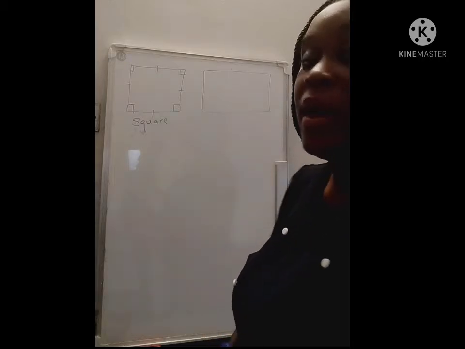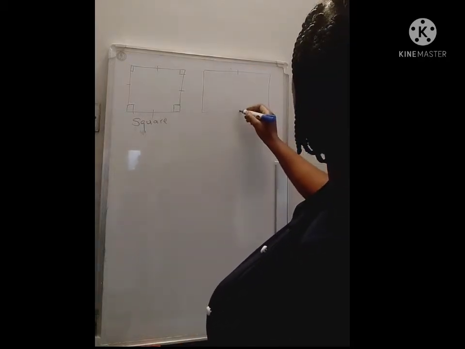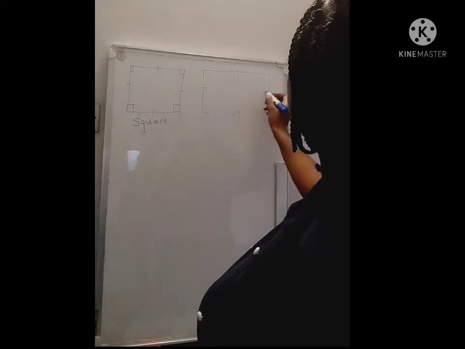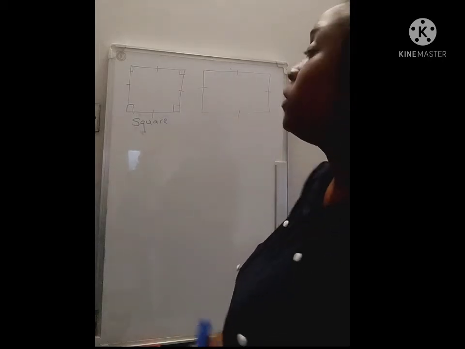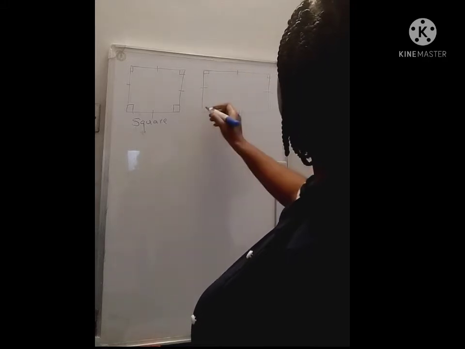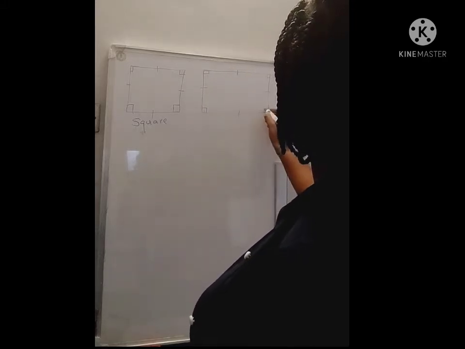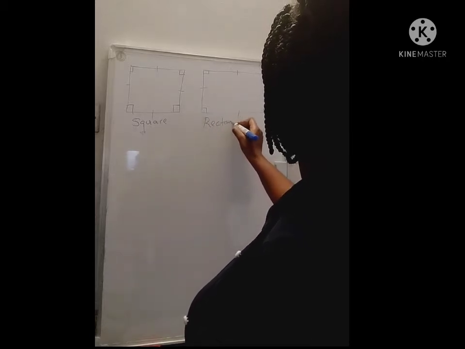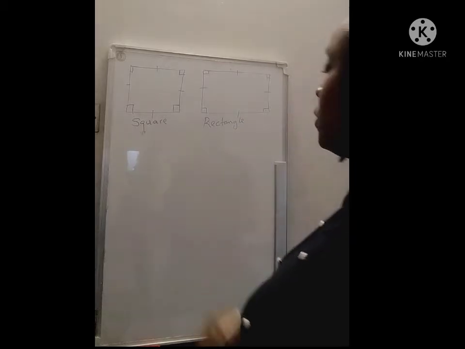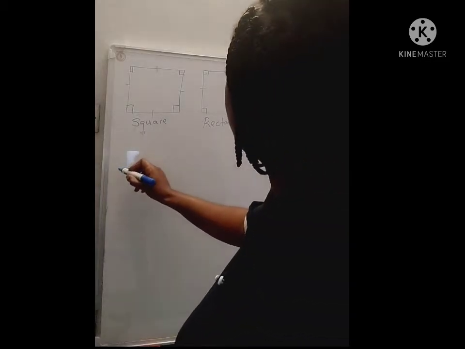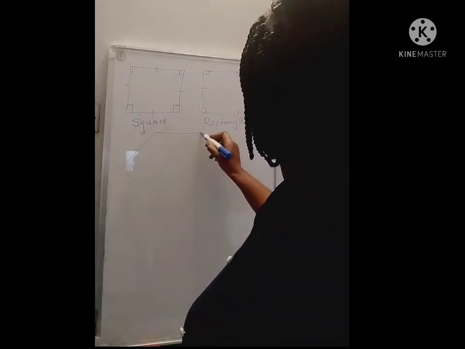Now a rectangle has two opposite sides equal, and the two other opposite sides are equal. And then the angle inside the rectangle is 90 degrees each. The four angles are 90 degrees each. So that's a rectangle. Okay? And then we have a trapezium.